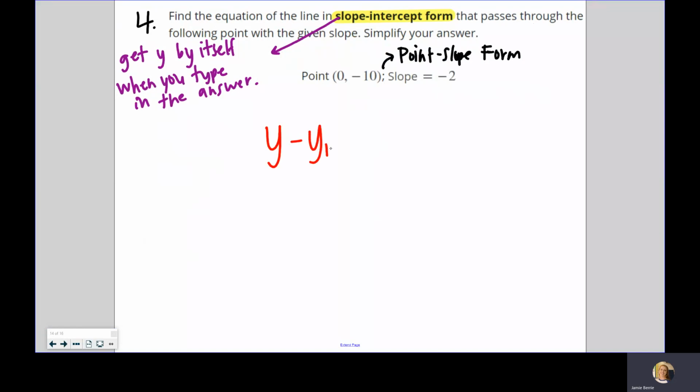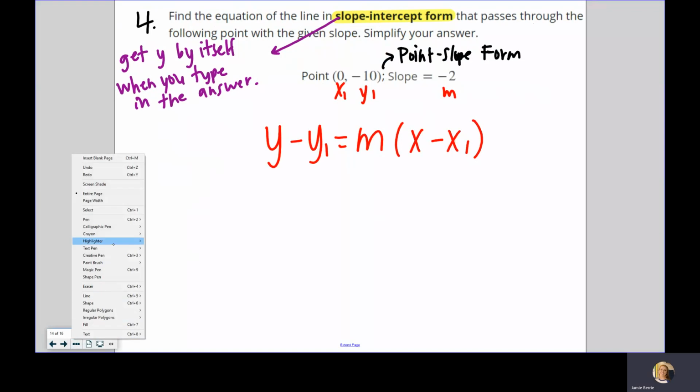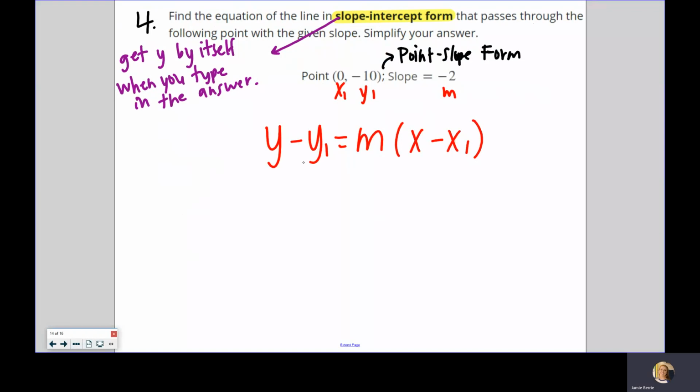So let's go ahead and write point-slope form. Excuse me, not slope-intercept form, I meant to say point-slope form. So point-slope form is y minus y1 equals m times (x minus x1). So we need to know a point, (x1, y1). We're given that point, and we're given the slope.